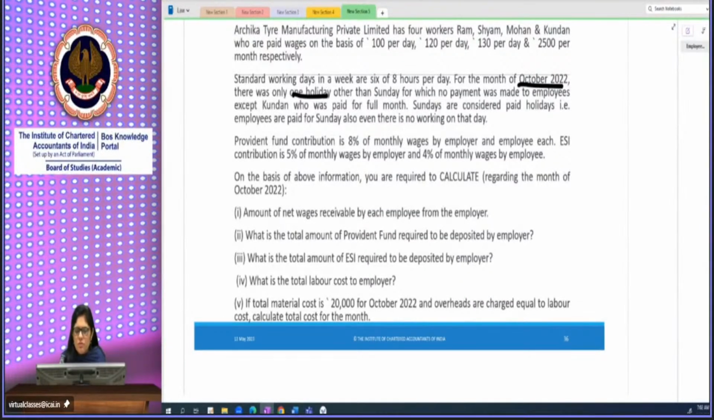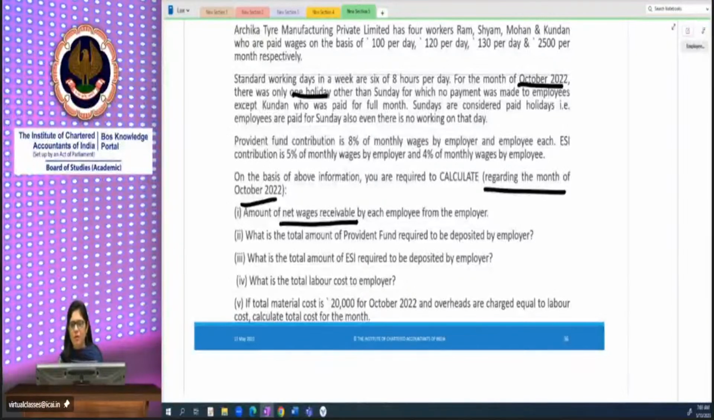Provident fund contribution: employer and employee 8% each. ESI contribution: 5% employer and 4% employee. On the basis of the above, you are going to calculate the net wages receivable for the month of October. So here you have to calculate the earnings. How do we calculate earnings? Whenever we calculate earnings, we first calculate the gross wages, whatever wages or salary they are getting, less employee deduction of PF and ESI.